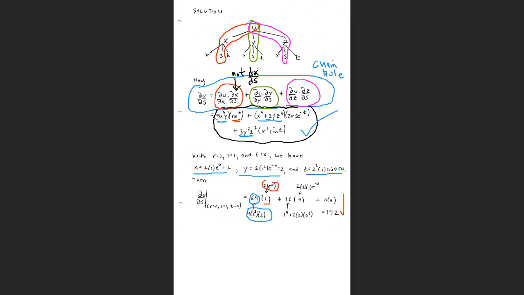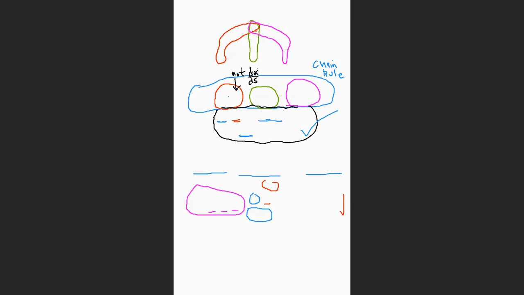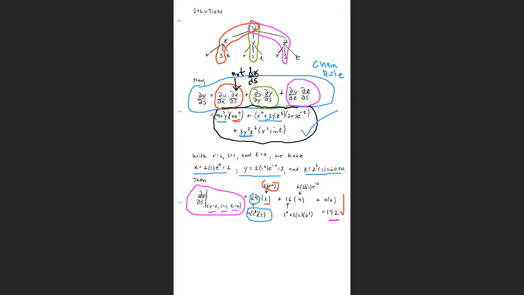Are there any questions? So we end up getting, in terms of notation here, the partial derivative of u with respect to x, evaluated when r equals 2, s equals 1 and t equals 0, that equals 192. So at that instant, when r equals 2, s equals 1, and t equals 0, the rate at which this function changes with respect to s is equal to 192 units. Absolutely fascinating.